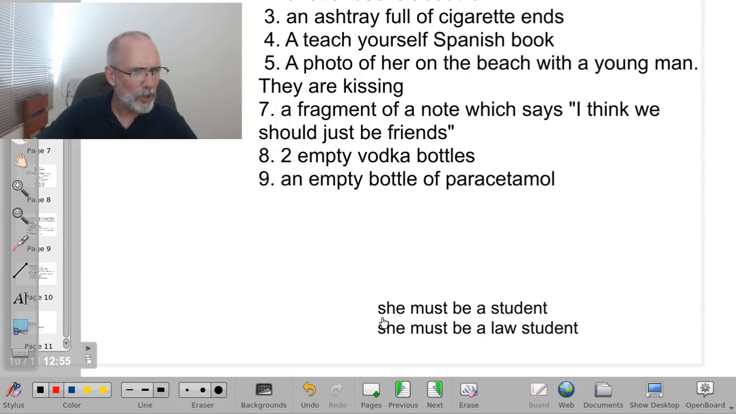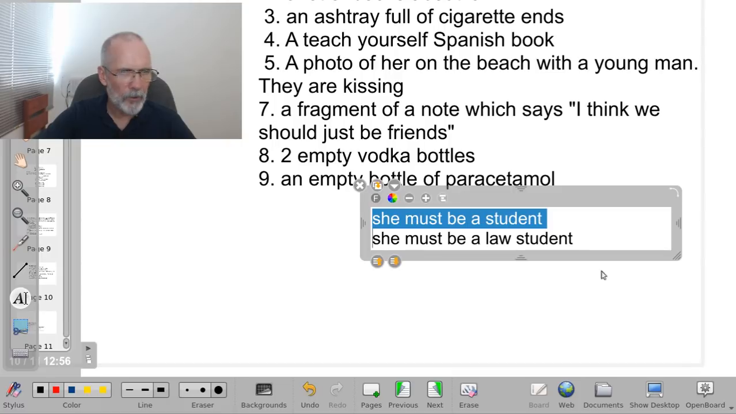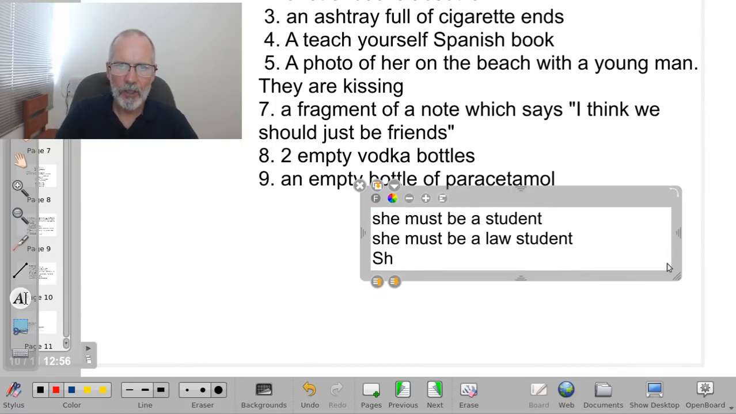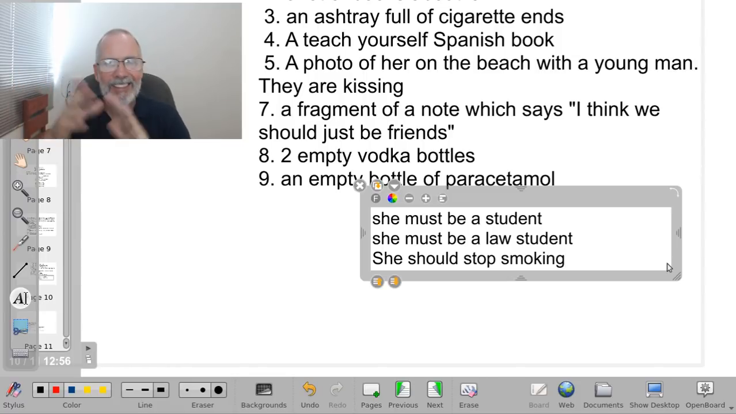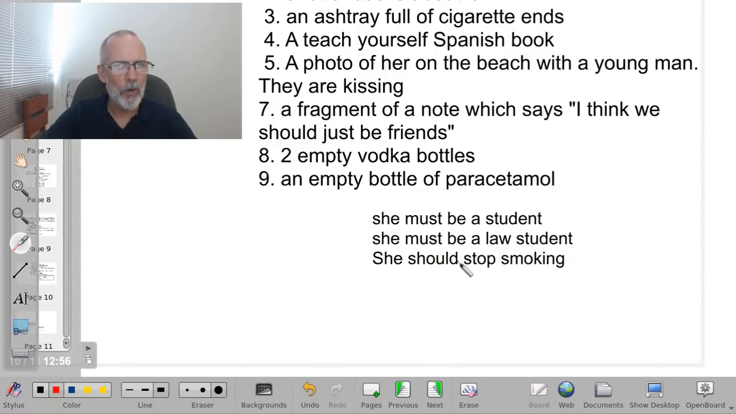She must be not smoking. She should stop smoking. Well, those are not deductions. Who said that? Lewis said she should stop smoking, which is correct, but that's not a deduction, that's a recommendation using the modal verb should. Today we don't want to look at recommendations, we want to make deductions.